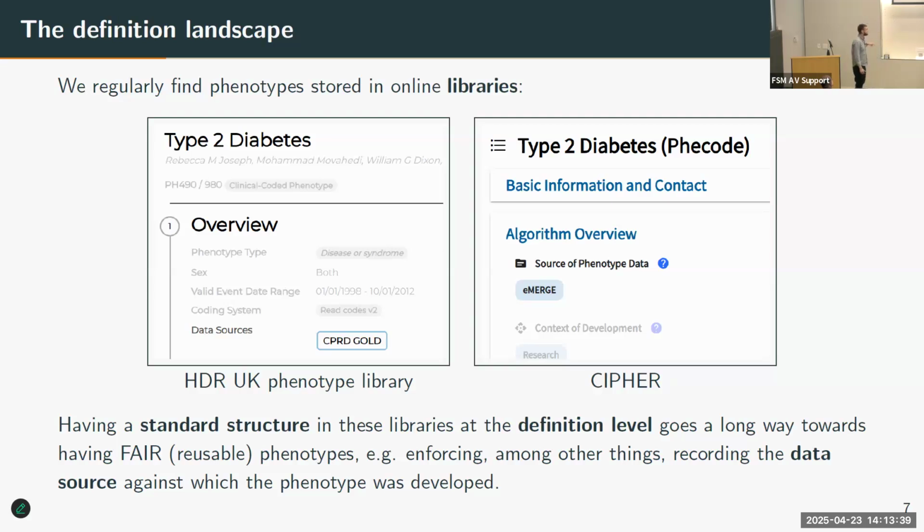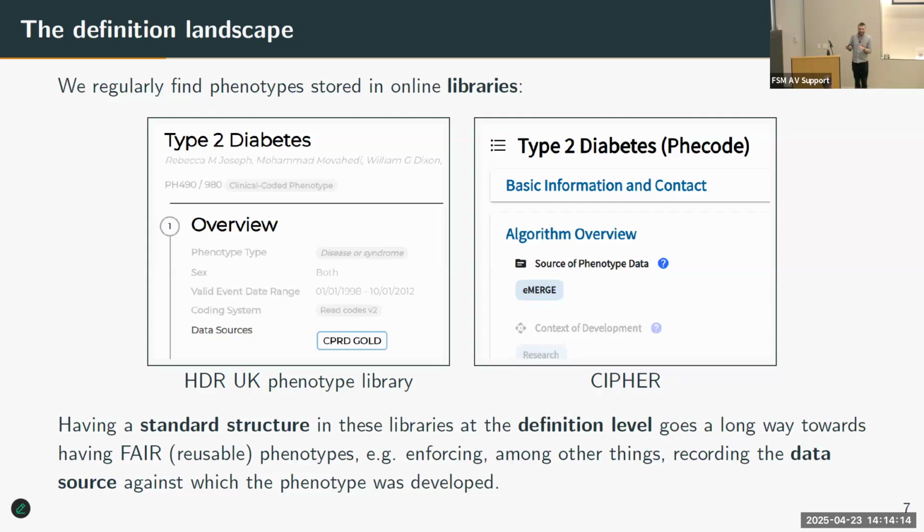There's no computable form. So why is this a good thing in terms of fairness? Well, as you can see from the examples I've shown here, these libraries enforce a certain structure on the definitions that you host. If you host a definition in the HDR UK Phenotype Library, which we've done a lot of work with and are a big part of, you have to, for example, specify the data source that your phenotype was written against. And the same, I believe, is true in Cypher as well. So we're in fairly decent shape in terms of the fairness at the definition level of phenotypes.